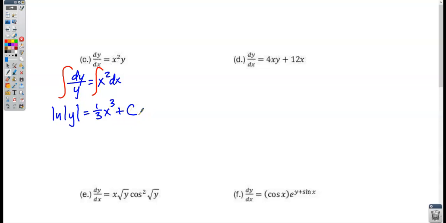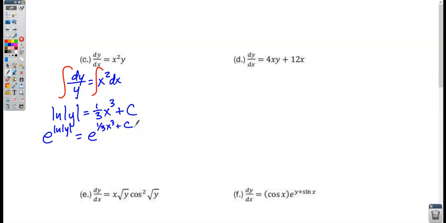And now in order to solve for y, we want to take both sides of this equation and take e to that power in order to get rid of the natural logarithm so that we can solve for y. So we're going to take this side of the equation and raise e to that power. We're going to do the same thing on this side of the equation.